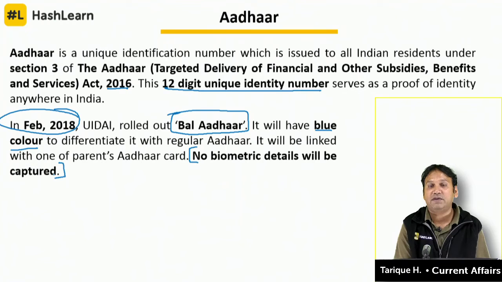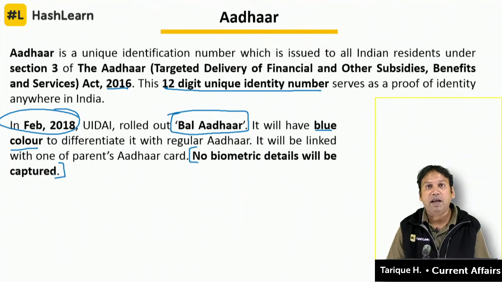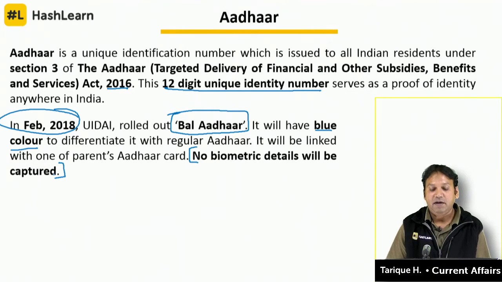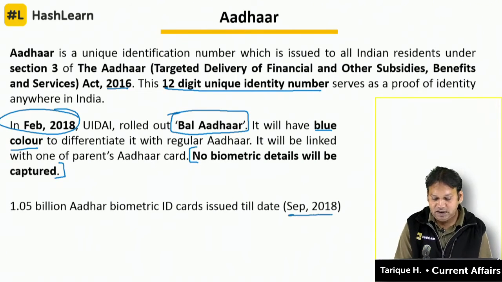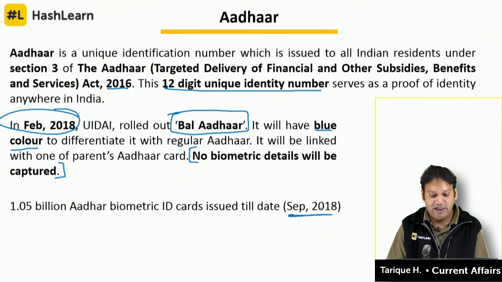This is the current affairs question, very important, about this Bal Aadhaar, blue colored Aadhaar. For kids, it will be attached to the Aadhaar card of the parents, and no biometric details will be captured. And 1.05 billion, incredible achievement, 1.05 billion Aadhaar biometric ID cards issued till date. This is from September 2018. Alright, so you can see here about the Aadhaar card, the key information that you need from Aadhaar card.